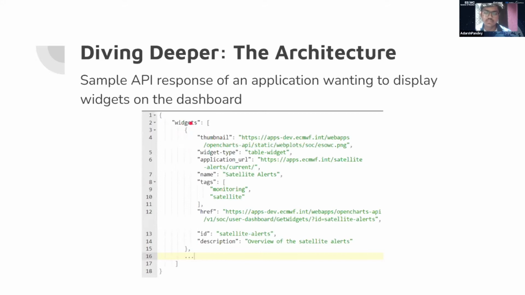It will be a widget that will be an array of widgets. The entries will be thumbnail, which is the image that is to be displayed in the widget browser. A type, the widget type, which will help us define the way how it is going to be rendered. An application URL that points to the application which is currently serving this particular widget. The name, tags, href, ID, and description. So by conforming to this, any endpoint can render its widgets to our application.